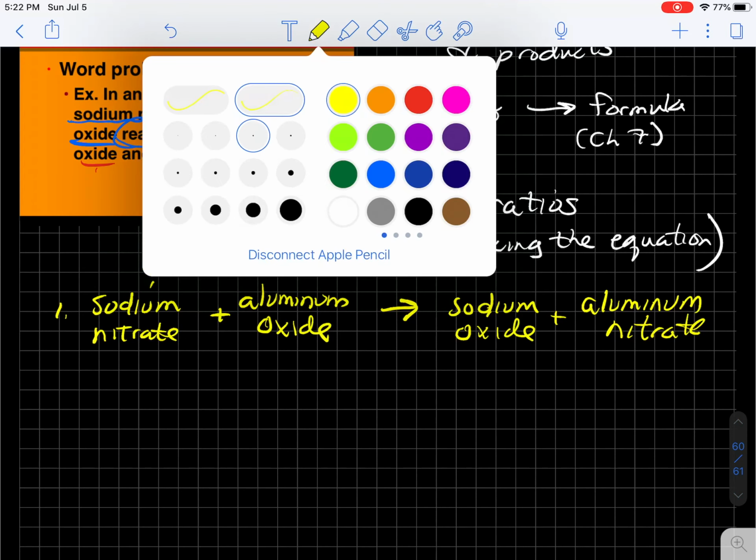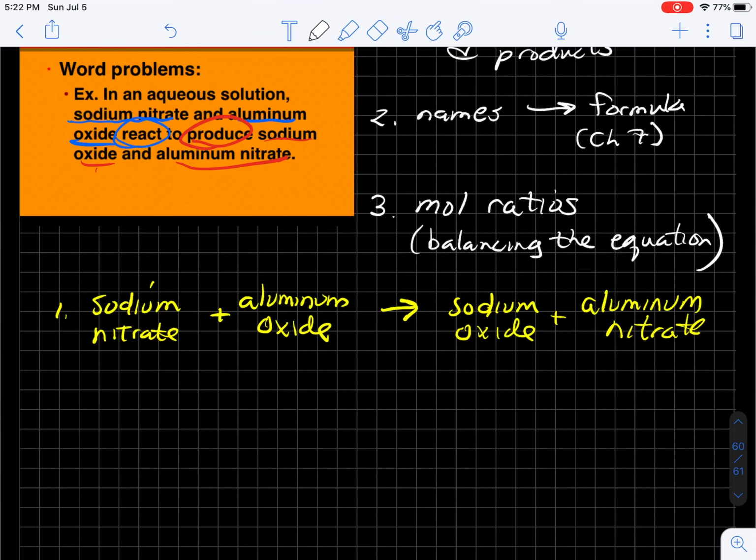All right, next step. I've got to change these names into chemical formulas, which means I've got to go back and use my oxidation states. So what is sodium? Look up sodium, group 1 metal, give it a positive 1 charge. Nitrate is one of those special groups, so it's going to be NO3 with negative charge. So when I put that together, the formula is going to be NaNO3.